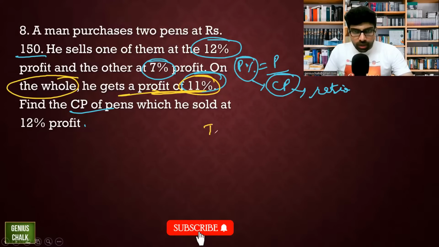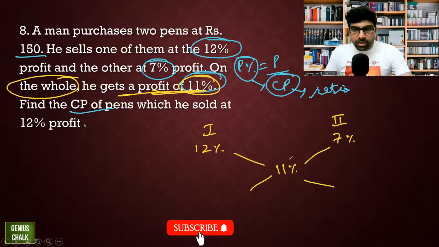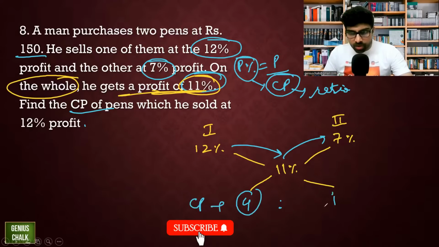First case, 12% profit. Second case, 7% profit. And you see this 11% is coming in between both, so I can apply alligation. What is 11 minus 7? It is 4. And this is 12 minus 11, that is 1. Okay. So this is the ratio of the cost price.